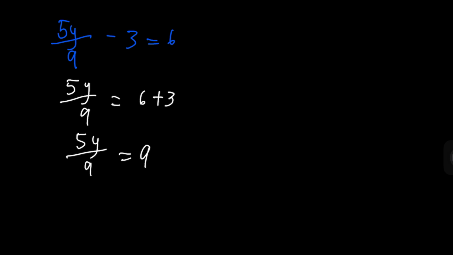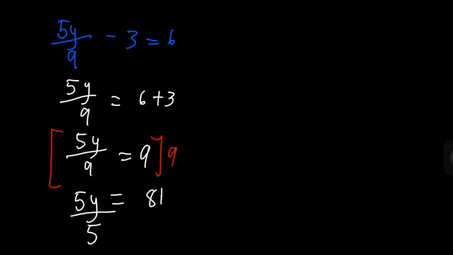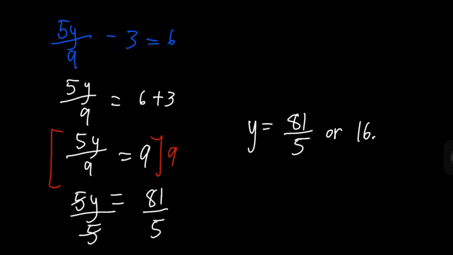Then we're going to multiply both sides of the equation by 9 so that we can cancel 9 on the other side. So we'll be left with 5y is equal to 9 times 9, that is equal to 81. Then we're going to divide both sides by 5. So we can cancel 5 here. So we'll be left with y is equal to 81 over 5, or that is equal to 16.2.